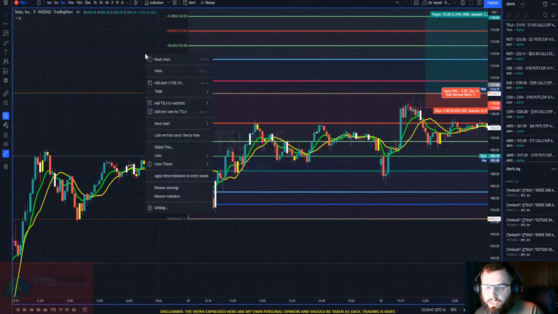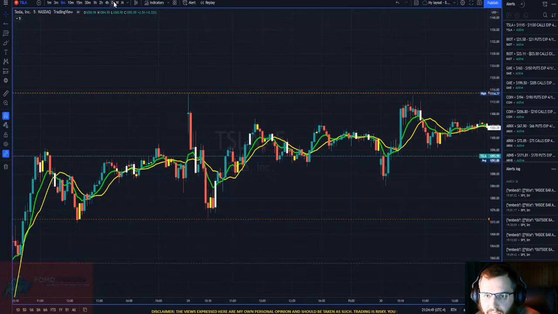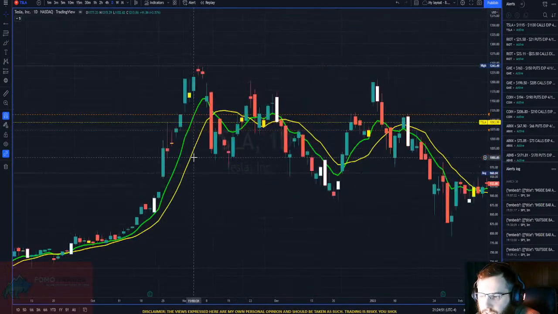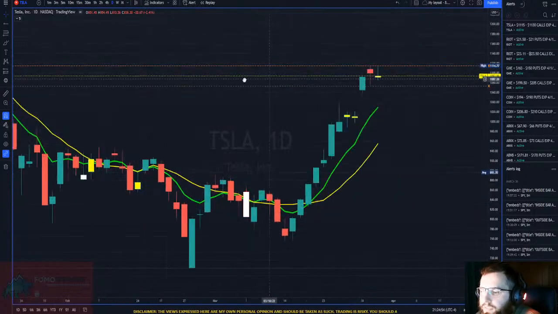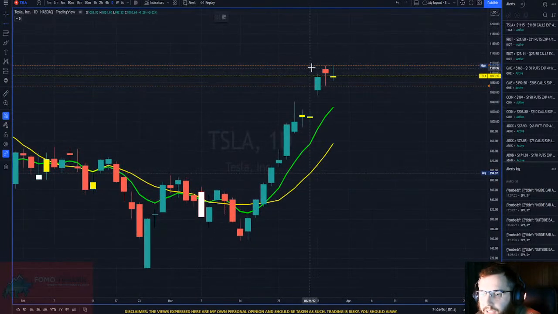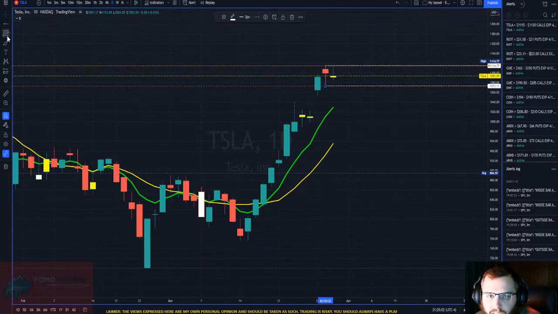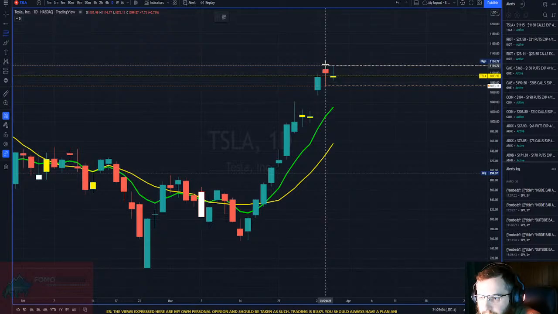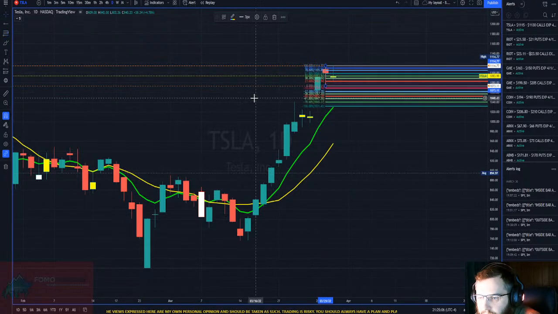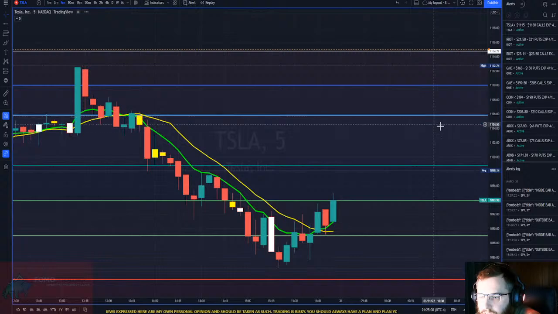So now we're going to look at the downside. Switch to the daily chart. We're going to start out, we're going to plot our high and our low. And for the downside, we're going to draw the fib from the high to the low. Then we're going to switch back to the 5-minute.